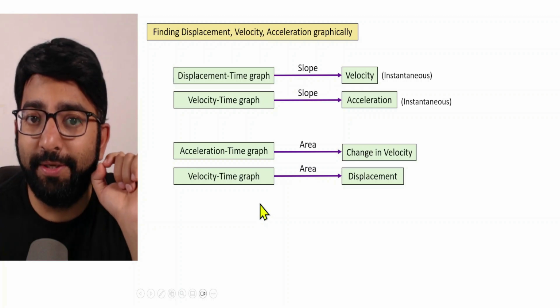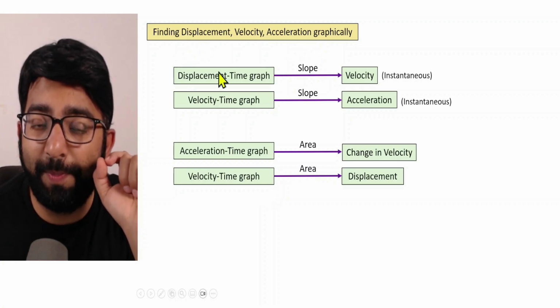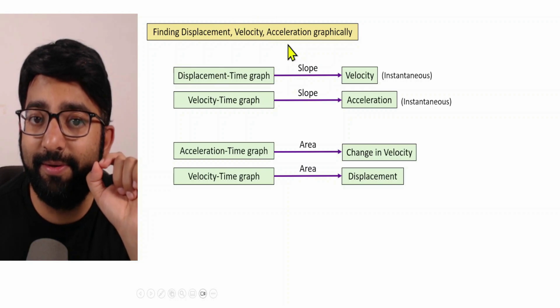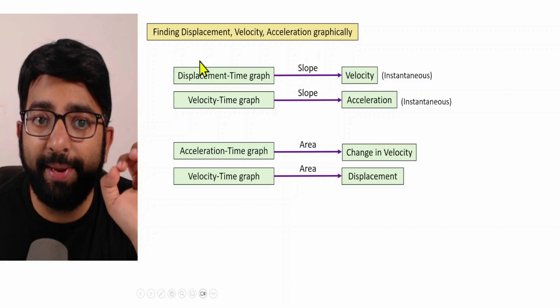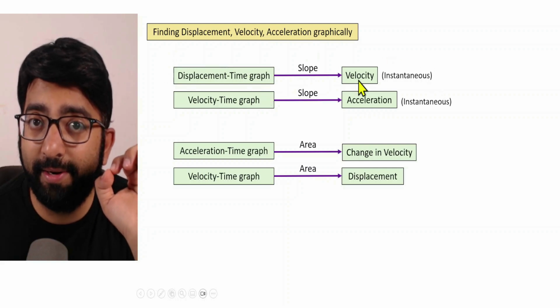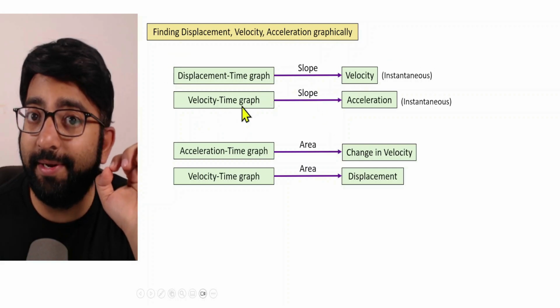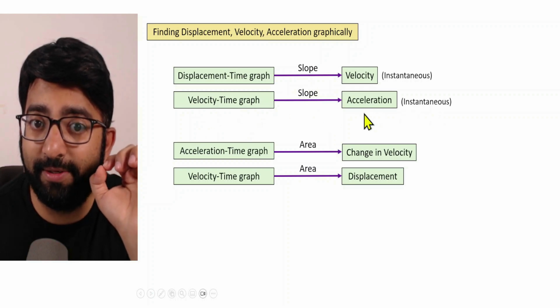Now we will solve some questions based on graphical finding of displacement, velocity, and acceleration. And to solve those questions, just remember the basic principle. Slope of a displacement time graph gives us instantaneous velocity. Slope of a velocity time graph gives us instantaneous acceleration.